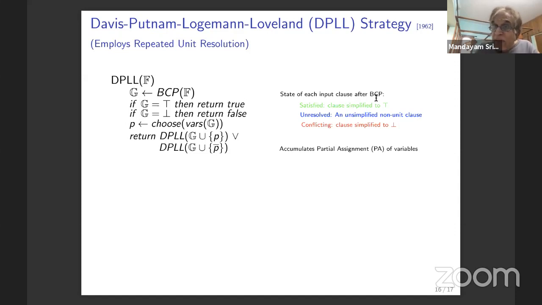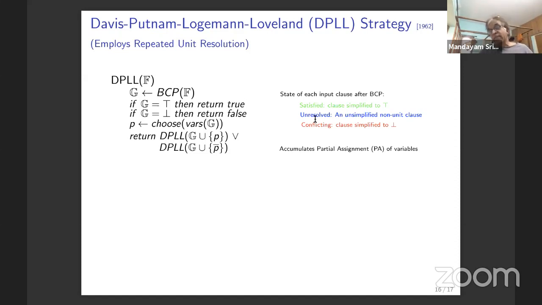As I said, BCP is the repeated application of this propagation, because as a result of one step of BCP, some of the clauses are reduced to unit clauses, in which case you will have to repeat that. That's why I said BCP consists of repeated applications of those rules. As a result of BCP, you may eventually end up with all the clauses being unresolved.